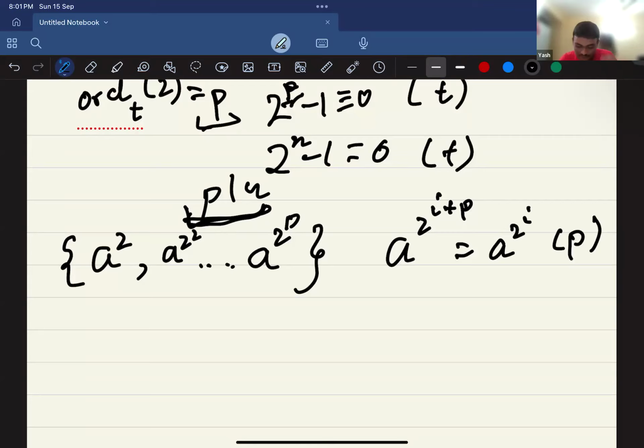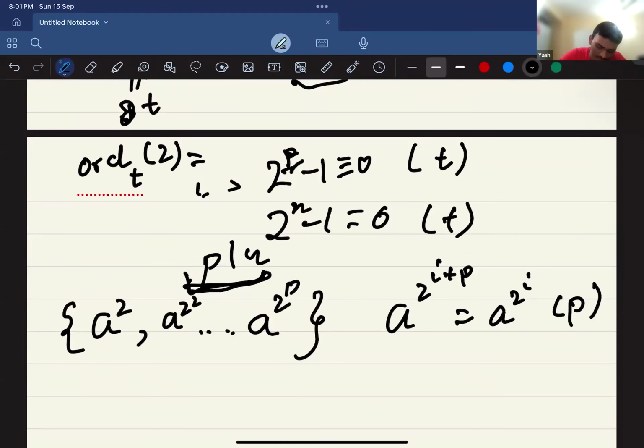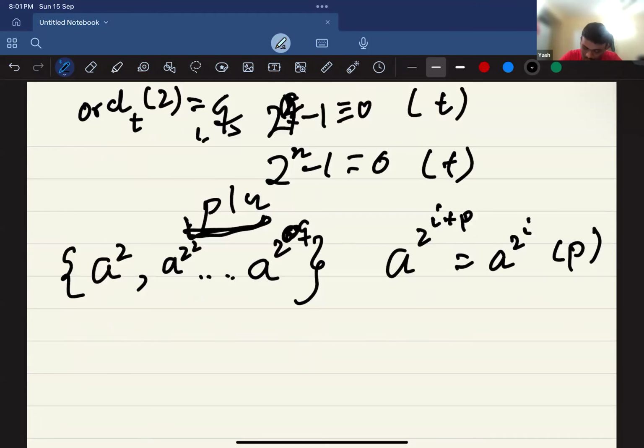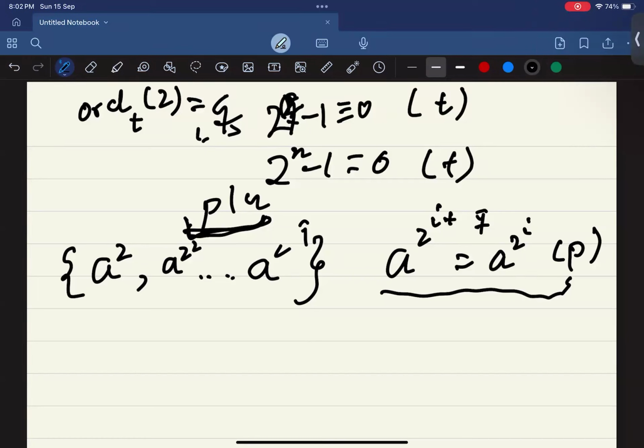Convince yourself that, wait, I used p two times. It should be q. Can you see that this thing is true? Everyone sees this? Yeah. Proceed.